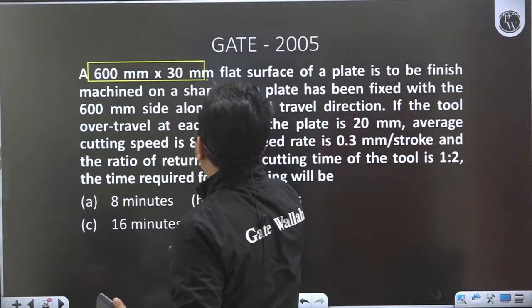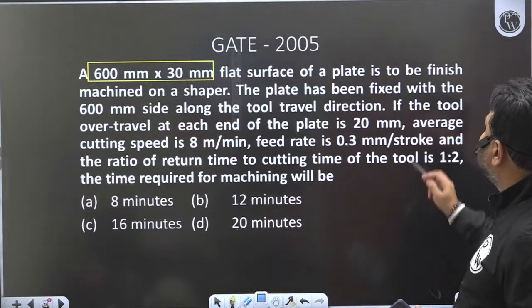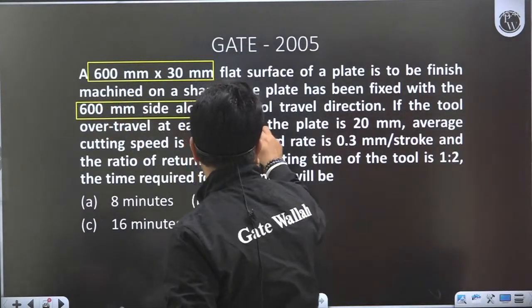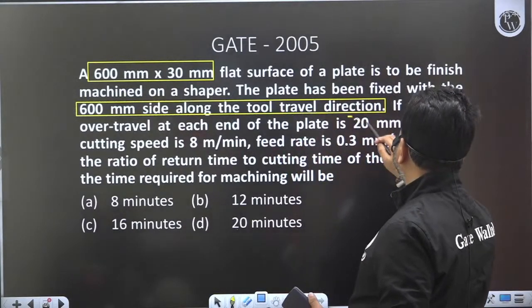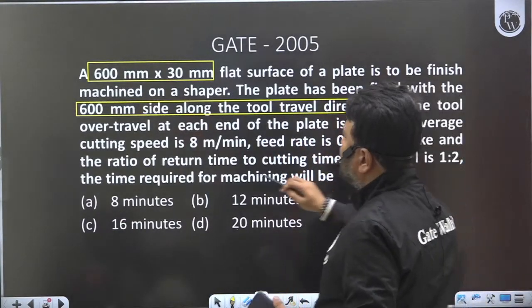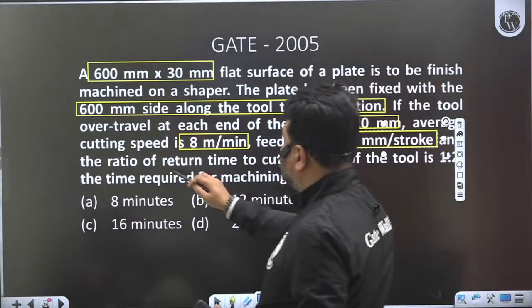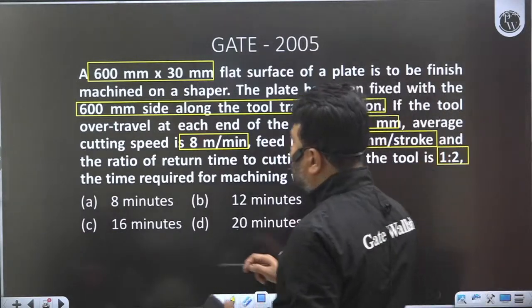A 600 × 30 mm flat surface of a plate is to be finish machined on a shaper. The plate is fixed with its 600 mm side along the tool travel direction. The tool overtravel at each end of the plate is 20 mm, the average cutting speed is 8 m/min, and the feed rate is 0.3 mm per stroke along the width. The ratio of return to cutting time, that is the quick return ratio, is 1 by 2.